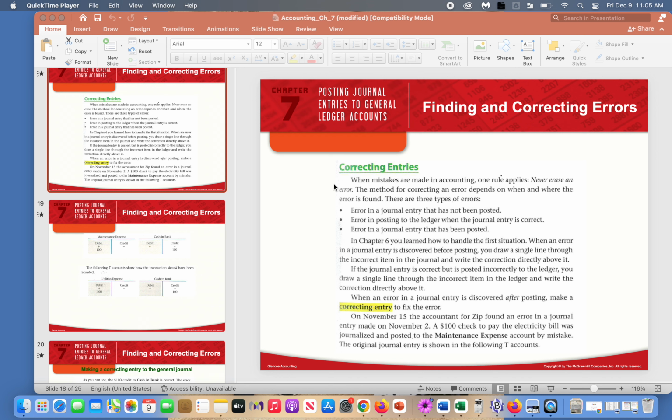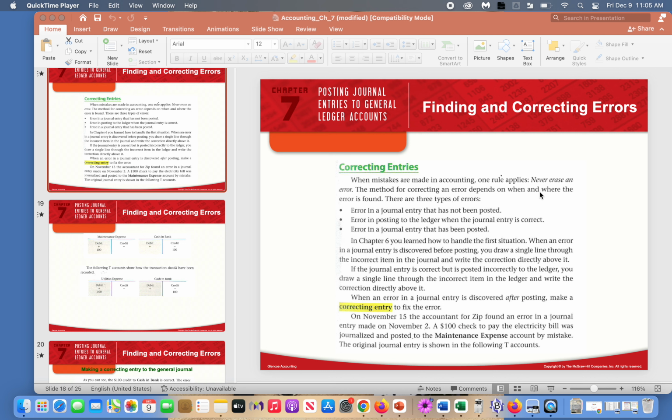All right, this is chapter 7, finding and correcting errors. So there are essentially 3 different ways that we can correct errors, and they're bulleted right here. I just basically took screenshots of the text. That's the best way to explain this.